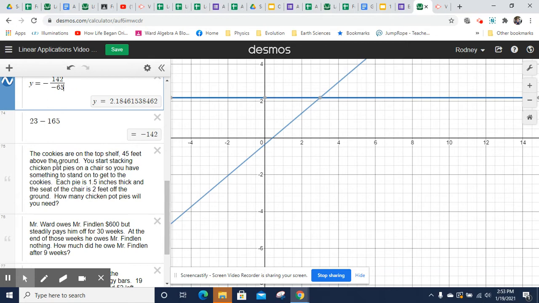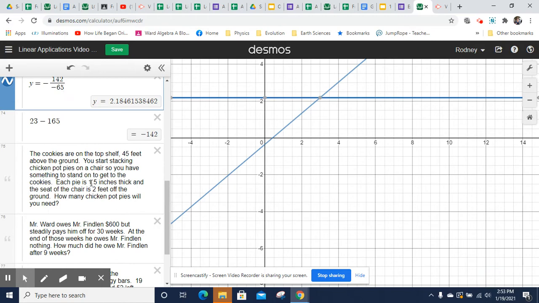Now we've got cookies on the top shelf. They're 45 feet above the ground. You start stacking chicken pot pies on a chair so you have something to stand on to get to the cookies. Now, each pie is 1.5 inches thick, and the seat of the chair is 2 feet off the ground. And then, of course, how many chicken pot pies will you need to get to this 45-foot location?